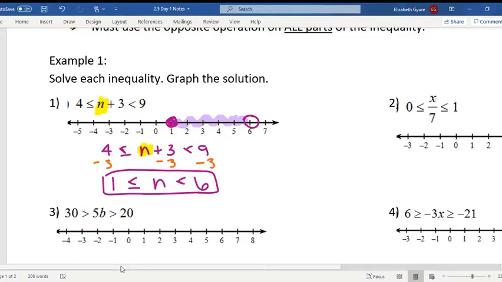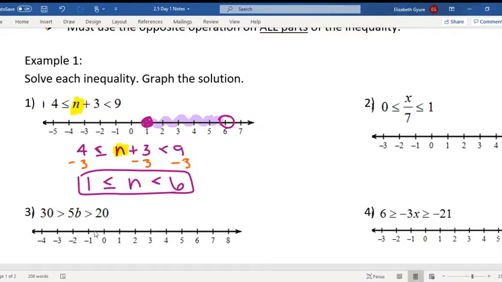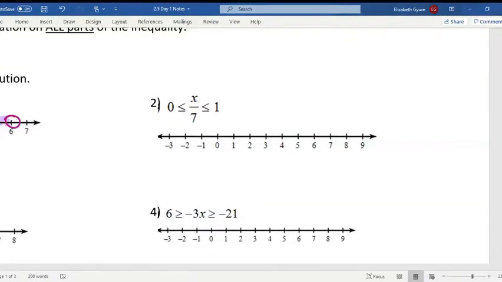Yes. So let's look at number 2. You were literally just telling me that you didn't understand. Okay. Yeah. All right, so let's look at number 2.